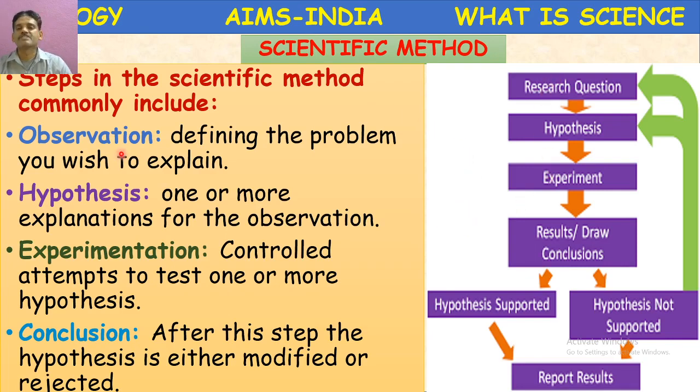What are they? Observation. In the observation only, research question. Then the hypothesis. The hypothesis involves several observations and explanations. Then experimentation. So based on the observation, you have to conduct the experiment. Then conclusion. Based on the experiment result, you have to come to conclusion. Okay, children? Any doubt?